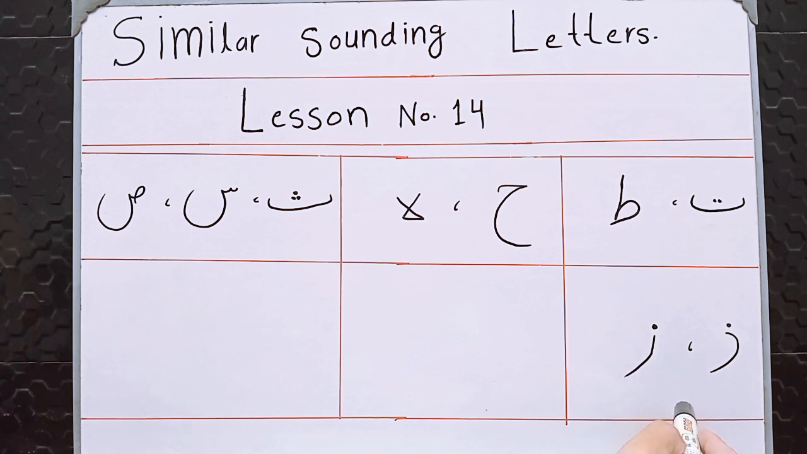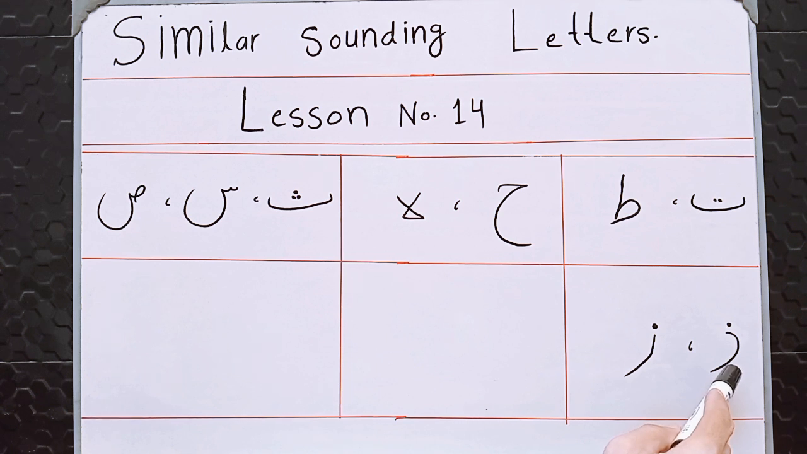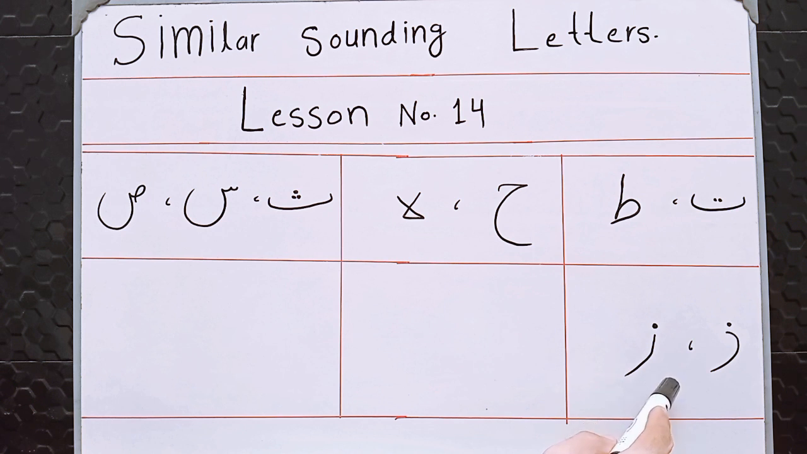My brother and sister, some people say this letter incorrectly. This is wrong. The correct and the right pronunciation is zal. Don't say it the other way, it is wrong. The correct one is zal, za. These are two similar sounding letters.